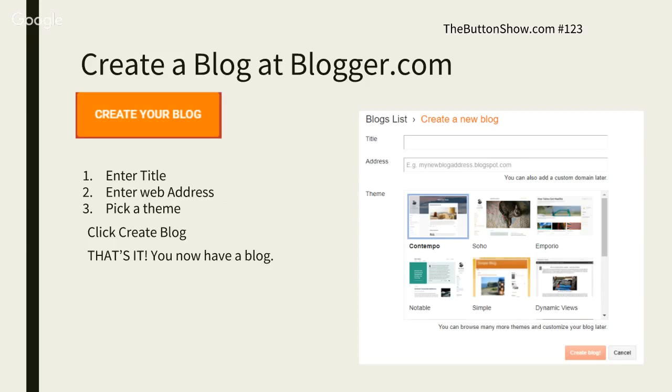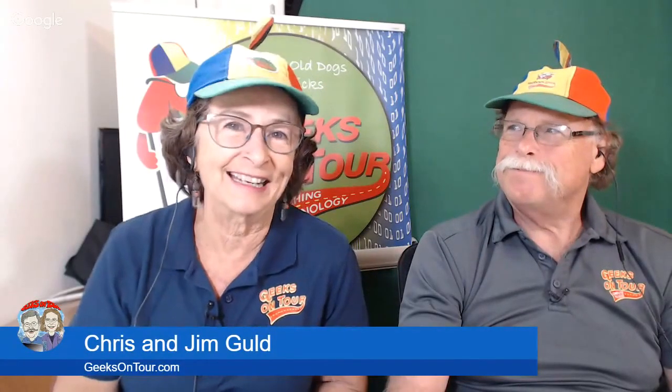Then you just go to blogger.com and find the button to create a new blog. You give your blog a title, you find a web address for it, and then you pick a theme. That's the colors, the look and feel. And you click the button that says create blog, and that's it. That's all there is to creating a blog. Go to blogger.com, fill out this 3-part form. You now have a blog. The hard part is figuring out what you want to say.